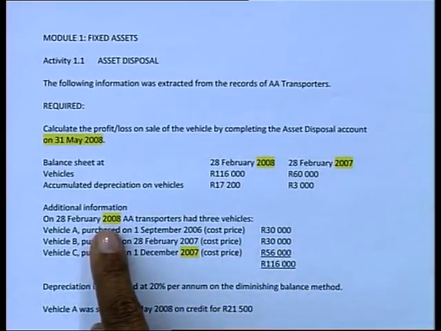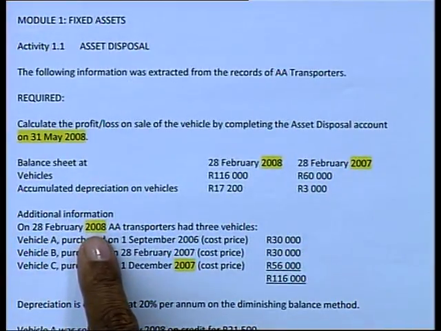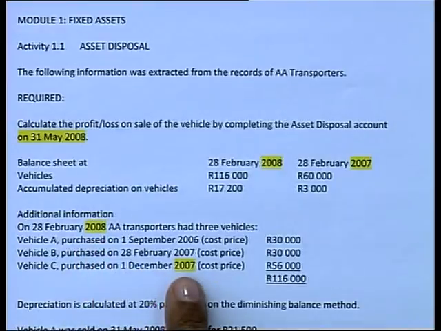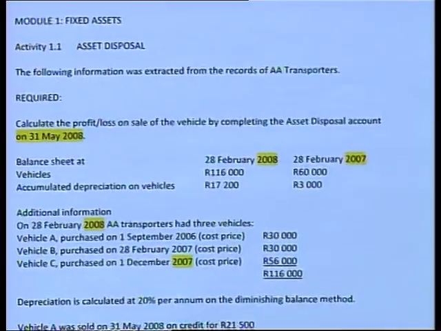Another date I want you to change, under additional information, which says on the 28th of Feb, yours says 2009, please change that to 2008. And then the last date, please, is vehicle C was purchased on the 1st of December 2007. You can just look at it one more time and make those changes. It's very important that you make those changes. Thank you.